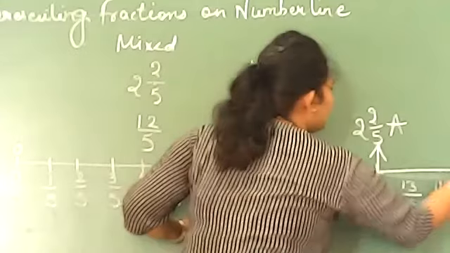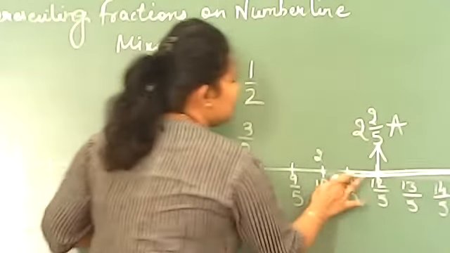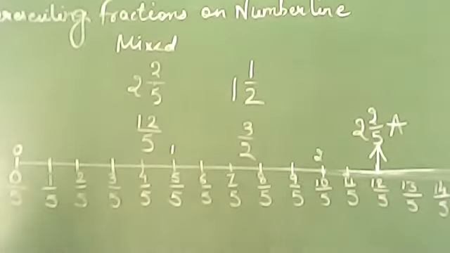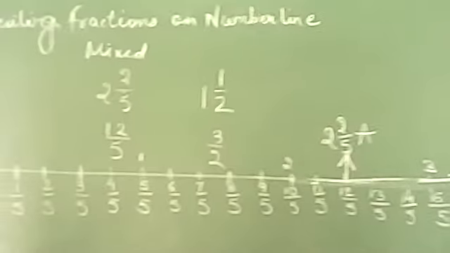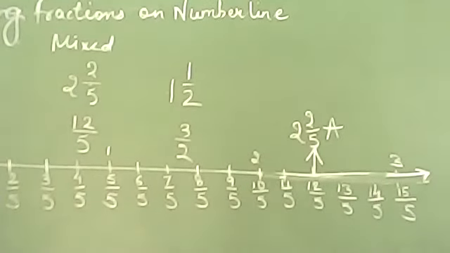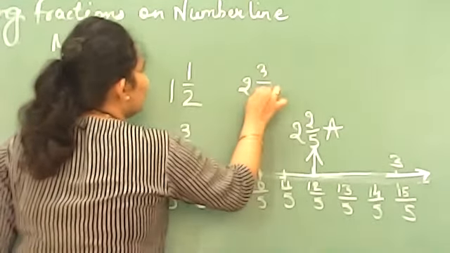Was it easy or tough? It was also easy. Please draw this one on your copy. Just a second, beta. Yes. 1 whole 1 by 2 you have to do. And I'll give you one more. 1 whole 1 by 2, and I'll give you one more: 2 whole 3 by 2.